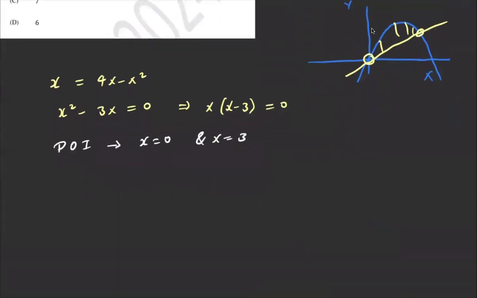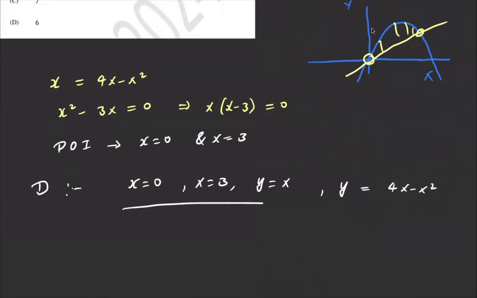I can simply write that the region D will be formed by the equations of these lines, technically. That will be formed by x equal to 0, the first root, x equal to 3, the second root, then the line y equal to x, and finally the curve y equal to 4x minus x square. This is the region D formed by all of these, like x equal to 0, that is this line, and x equal to 3, that will be this line.